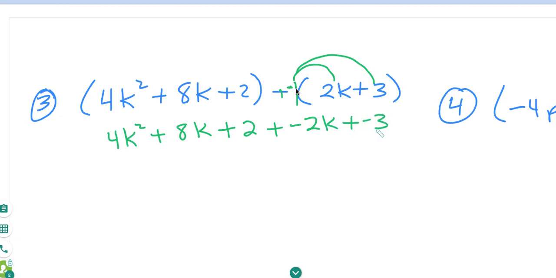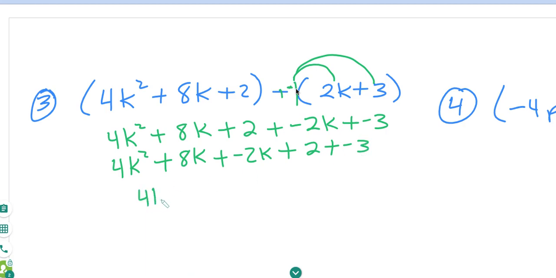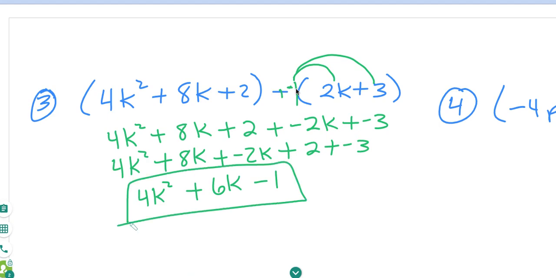Now I'm going to do CPA. 4k squared plus 8k plus negative 2k plus 2 plus negative 3. 4k squared plus 6k minus 1 is my trinomial answer.